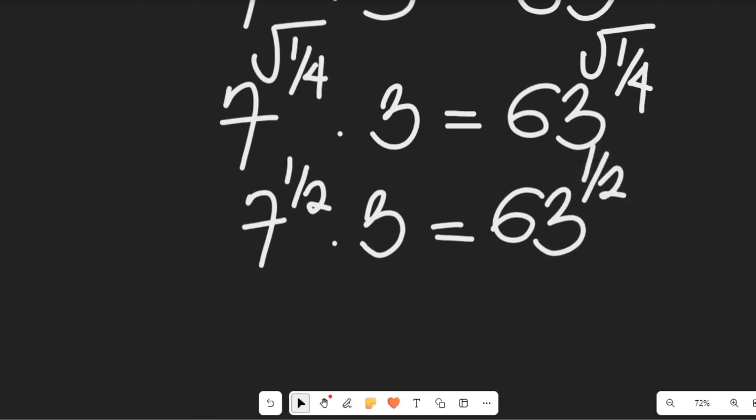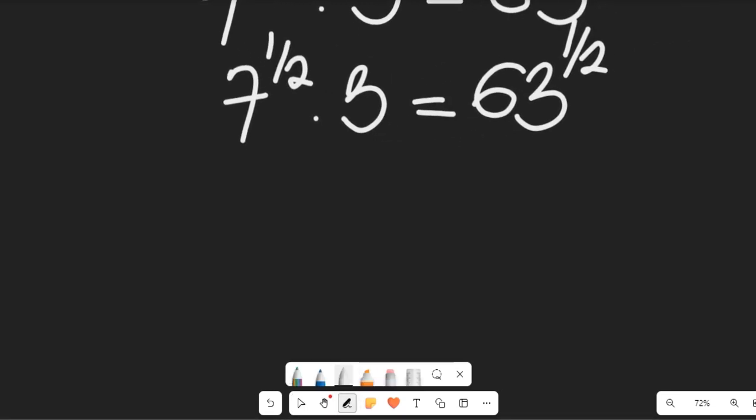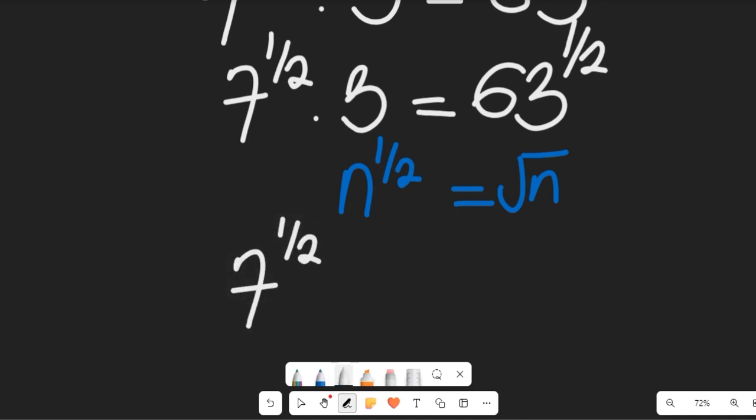So what do we do here? What we are simply going to do is, this is according to the law of indices. If you find the law of indices, you have n to the power of 1 divided by 2. This can simply give you the square root of n, right? So if we do that, we are going to have this expression give us 7 to the power of 1 divided by 2, right? Multiplying 3 equal to the square root of 63.